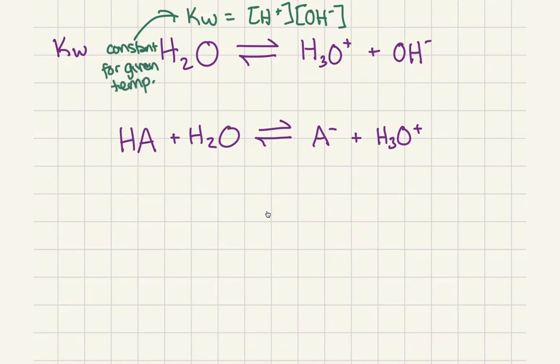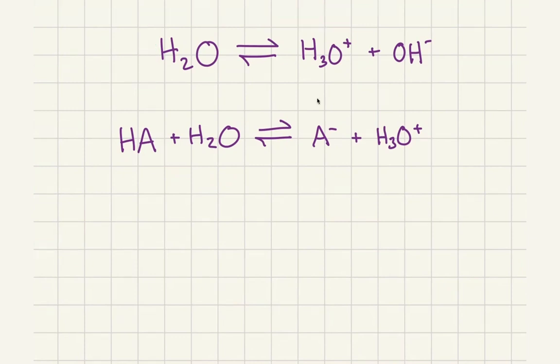And since it's a constant, it means that our H plus times our OH minus has to be constant as well. So if one of them increases, the other one has to decrease, and if one of them decreases, the other one has to increase. Now, the H plus can increase because you have an acid interacting with water to give you a proton. The OH minus can increase because you have a base interacting with the water to give you that hydroxide ion, which then will disrupt the balance, leading to a decrease in your proton concentration. Let's look at this a little more explicitly.